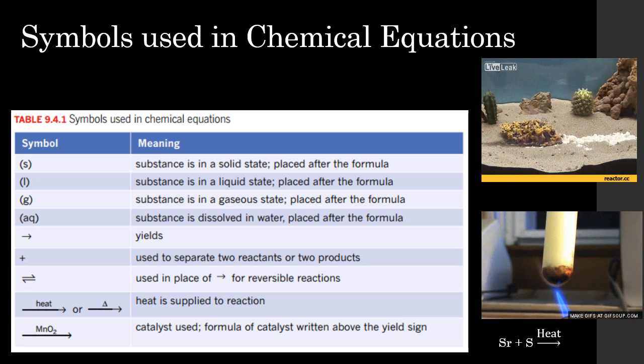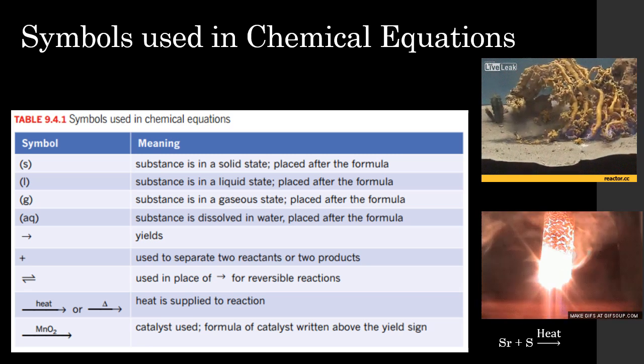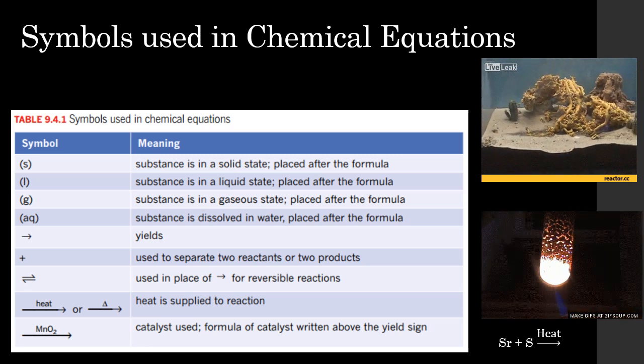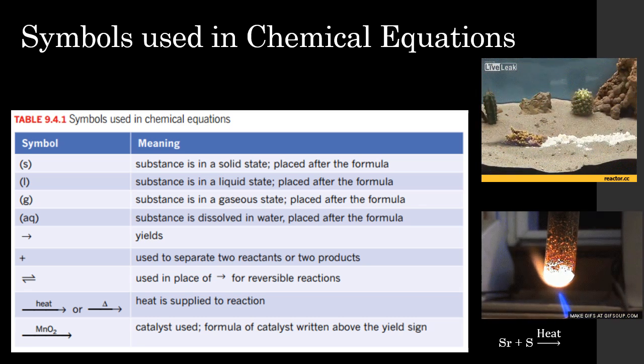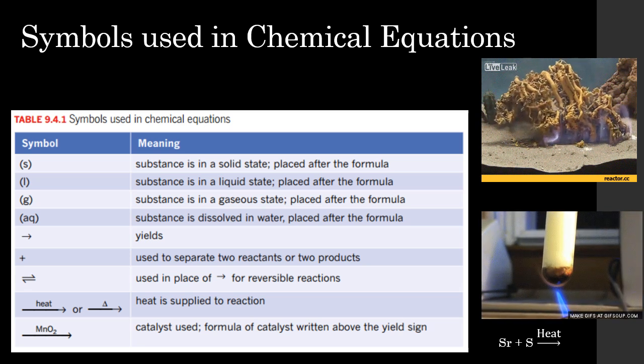So when we look at a chemical equation, there are some important symbols. So there's S, L, G, and AQ. They are our states of matter. So S for solid, L for liquid, G for gas. AQ is dissolved into water. Remember, aqua comes from the water, so aqua is aqueous solution.